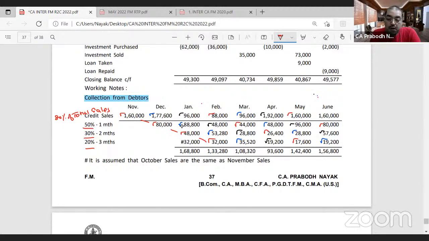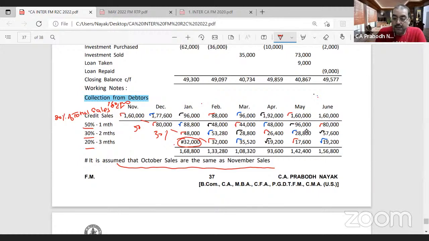Now, all the figures you can see are ticked off, excepting for this figure. From where I have taken this figure, I have written over. For this figure to come, I should have some sales in October. So if I have some sales in October, then I can say 50% in November, 30% in December, and 20% in January. But I have not been given the sales of October. So I have assumed October sales are the same as November sales, which means that October also I am having 1,60,000. So 50% of 1,60,000 is 80,000, then 48,000, then 32,000.